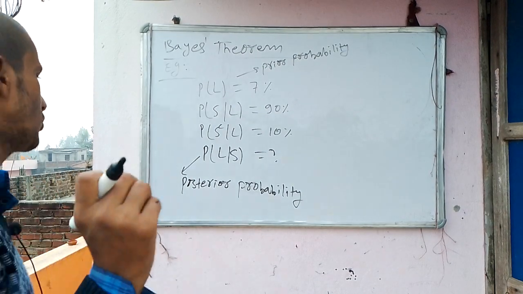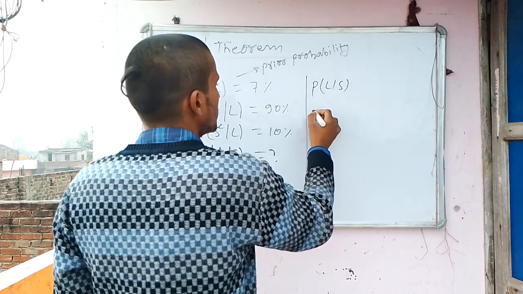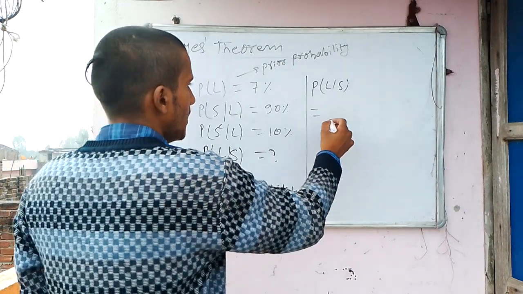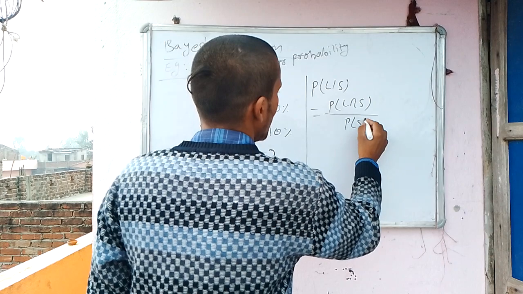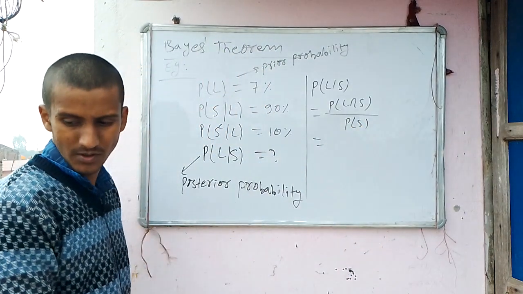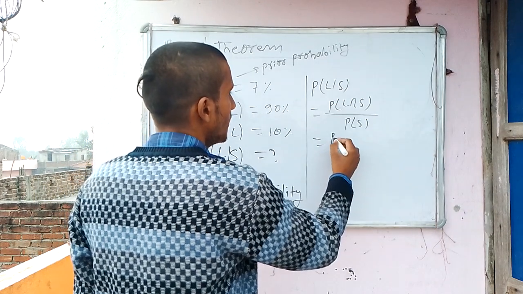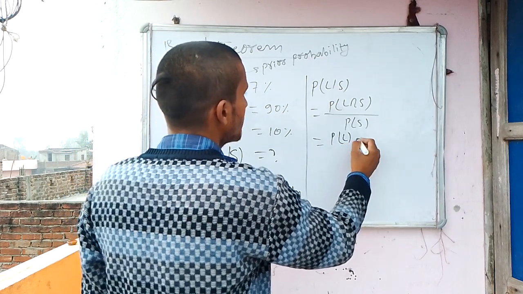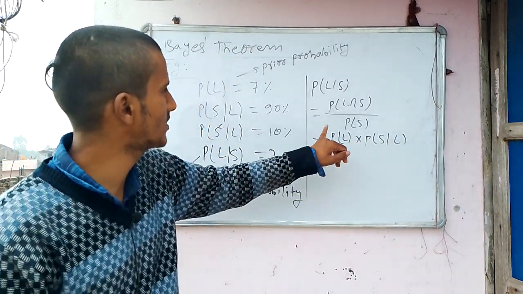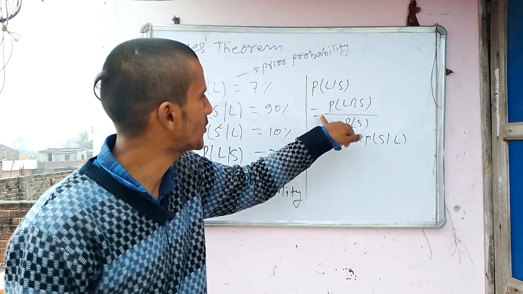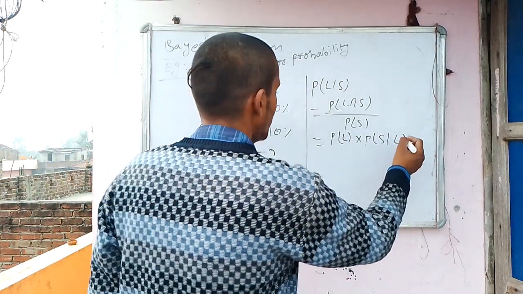Okay, so let's find the probability of L given S. This is equal to the probability of L intersection S divided by the probability of S. You can further write the numerator as probability of L times probability of S given L. We don't want to write it as probability of S times probability of L given S, because L given S is not known.